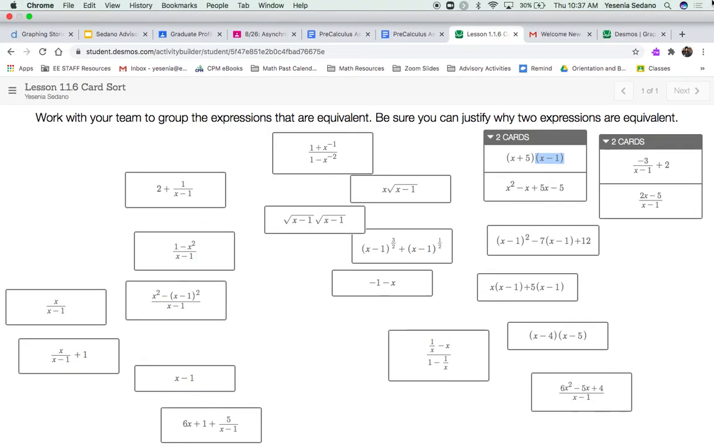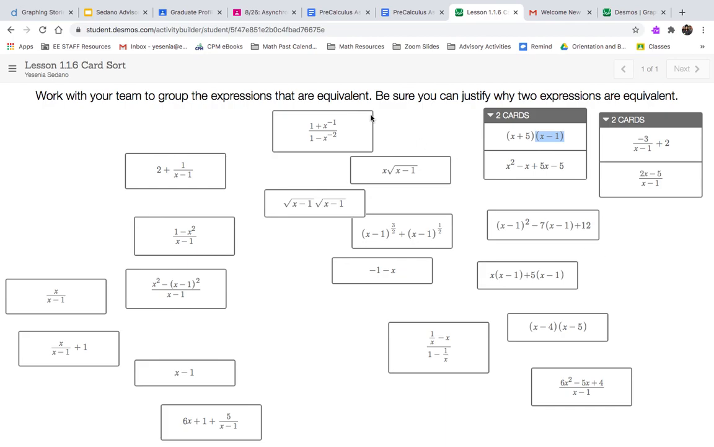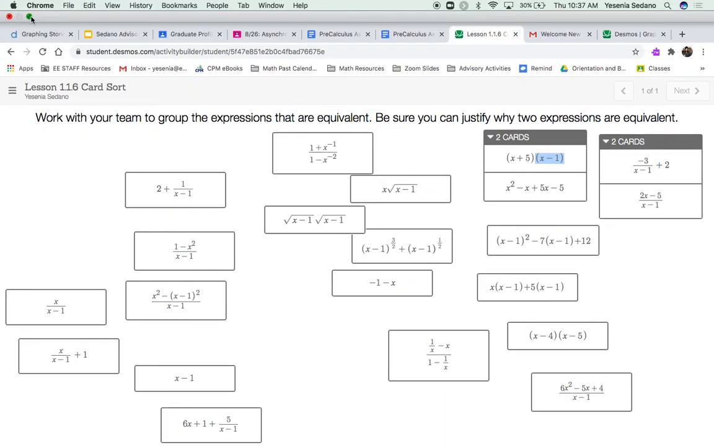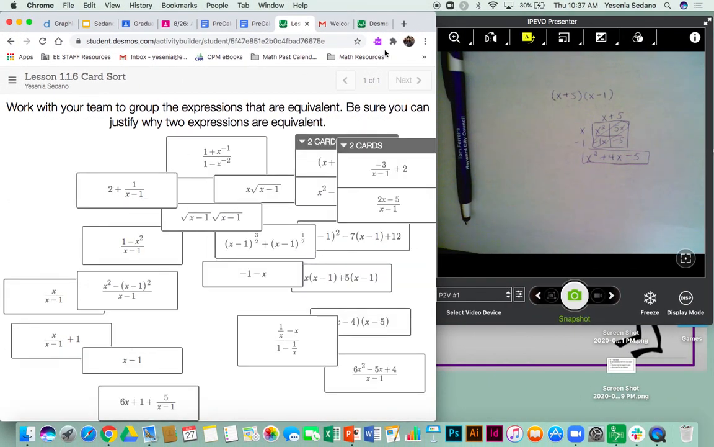That's how to use the Desmos, and I kind of talked a little bit about how to use box method. I hope that's helpful, y'all.